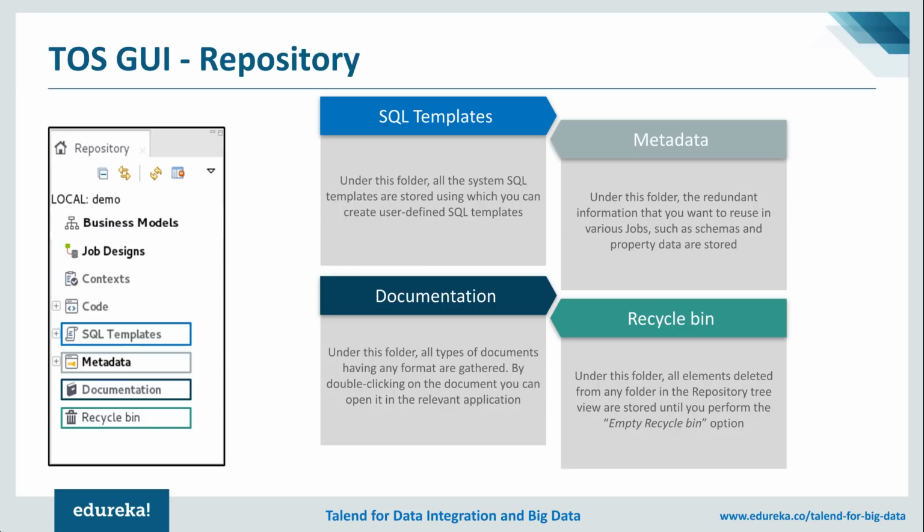Documentation: under this folder, all types of documents in any format are gathered. By double clicking on a document, you can open it in the relevant application. And recycle bin, as the name suggests, has all your deleted jobs or documents in its place, and you can restore them if you want. So this is all about your repository window.